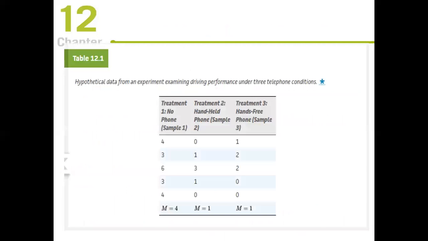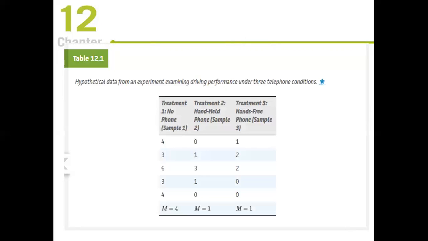Okay, this is just some hypothetical data from a study that is talked about in the text. In this study, they were looking at driving performance in 3 different conditions. So they were trying to see whether cell phones impair driving. We have 3 different groups here. We have a treatment factor, and there are 3 levels.